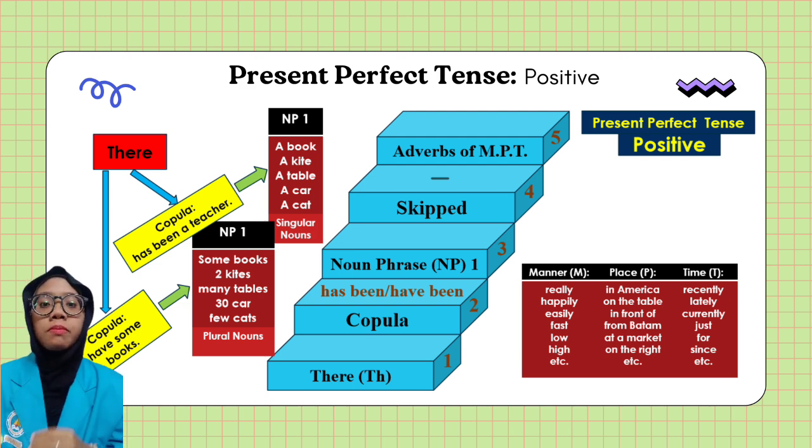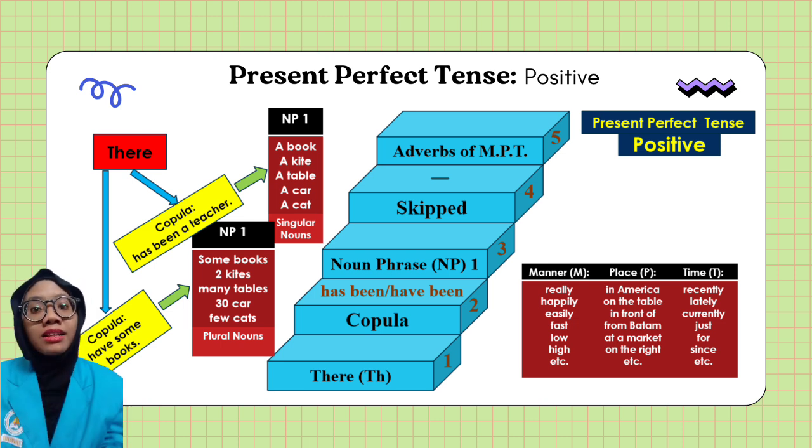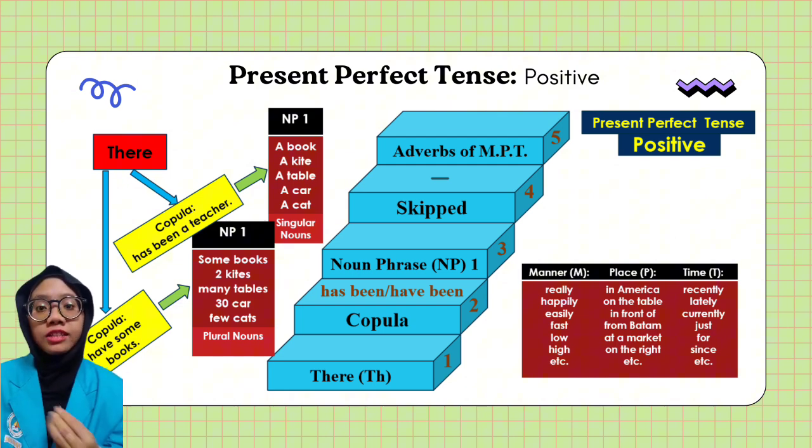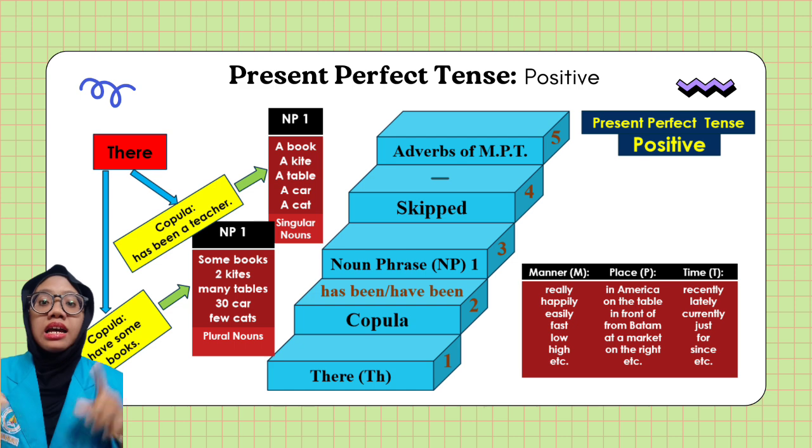You can use manner like really, happily, easily, fast, low, high, etc. For place, such as in America, on the table, in front of, from bottom, at a market, etc. And finally, you can use adverb of time such as recently, lately, currently, etc.